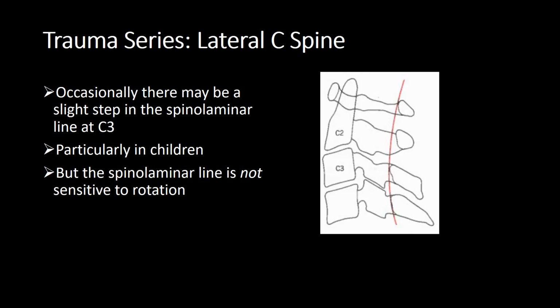Okay, so occasionally you may get a slight step in the spinolaminar line at C3. And that's normal, and it's particularly common in children. But the reason why I'm such a big fan of the spinolaminar line is that it's not sensitive to rotation. So if your patient is rotated, it will not affect the spinolaminar line, particularly at C1, C2. So it's really helpful for assessing for fractures to C1 or C2. So a normal variant is a slight step in the spinolaminar line at C3, particularly in children, but it's not sensitive to rotation.